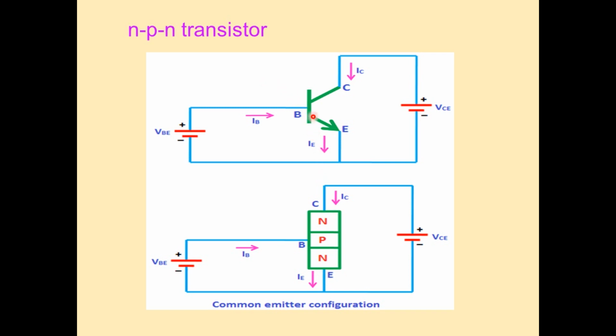So here I consider NPN transistor. In the case of NPN transistor, the direction of conventional current is from base to emitter. And the base current IB, the emitter current IE and collector current IC. The directions of these currents I mention in the diagram.